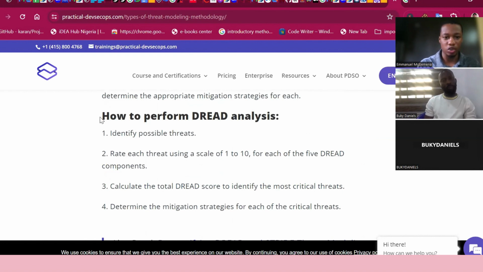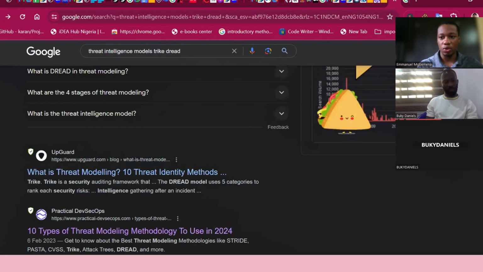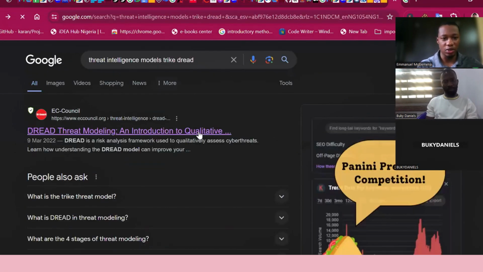So they say here how to perform threat analysis: identify possible threats, rate each threat using a scale of 1 to 10 for each of the 5 threat components, calculate the total threat score to identify the most critical threats, and then determine the mitigation strategies for each of the critical threats. So let's go back to this one. EC Council gives us a better explanation of the threat modeling.